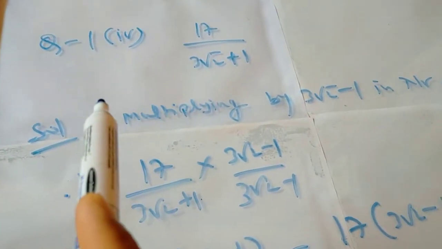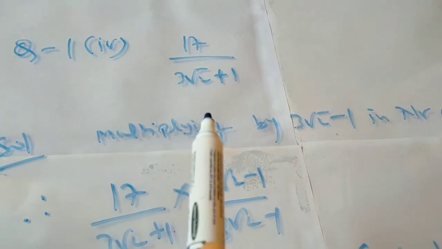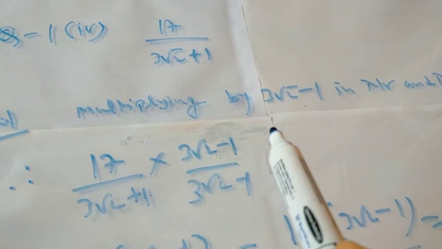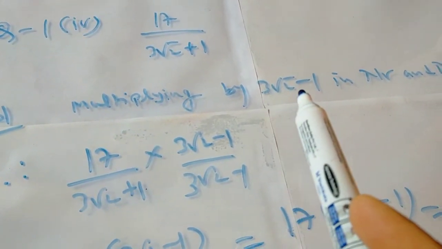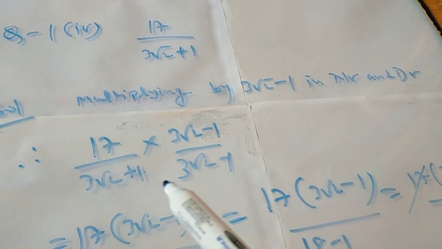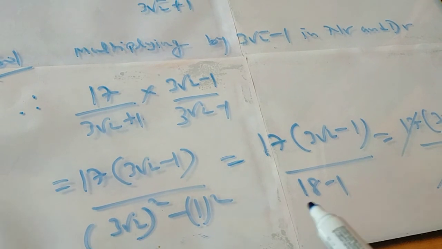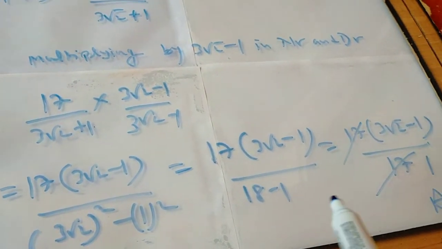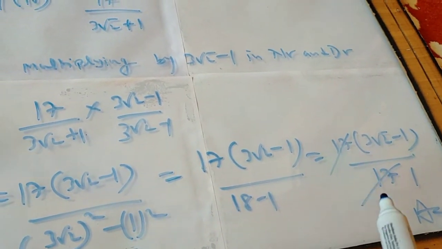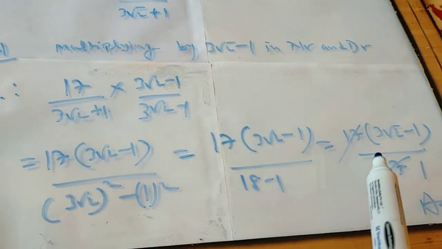Next question, question number 1, fourth part: 17 upon 3 root 2 plus 1. Multiplying by the conjugate, 3 root 2 minus 1, in numerator and denominator. Here in the denominator we are applying the a square minus b square formula. It gives the result 18 minus 1, so it is 17. This 17 is cancelled out by this 17, and this is the final answer for this question.